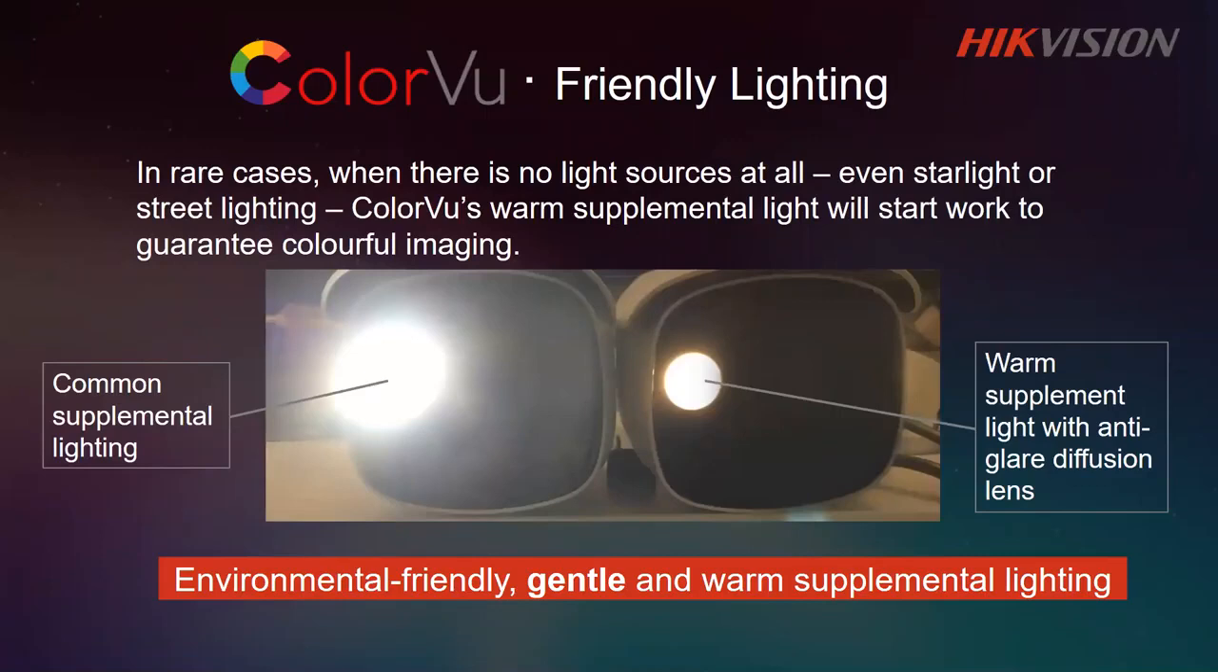So in some extreme circumstances where there is, say, no light source whatsoever, the ColorVu camera will enable a white supplement light to guarantee it can provide full colored images. The ColorVu supplement light is a warm light with an anti-glare diffusion lens, as you see here. This means the lighting is gentle and friendly to the human eye, in comparison to your more common supplement lighting, which causes a glare and potentially could affect the operator's ability to see detail in the scene.